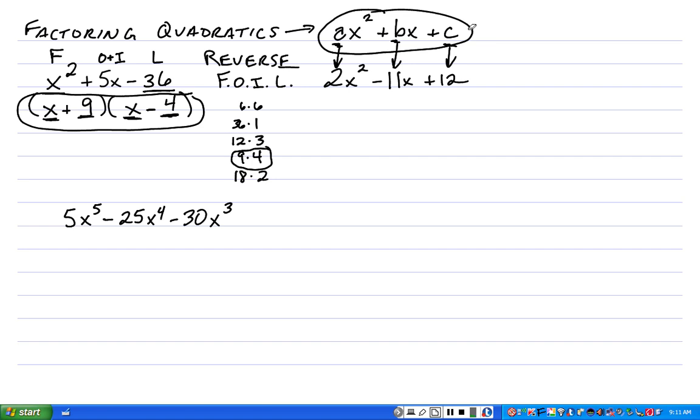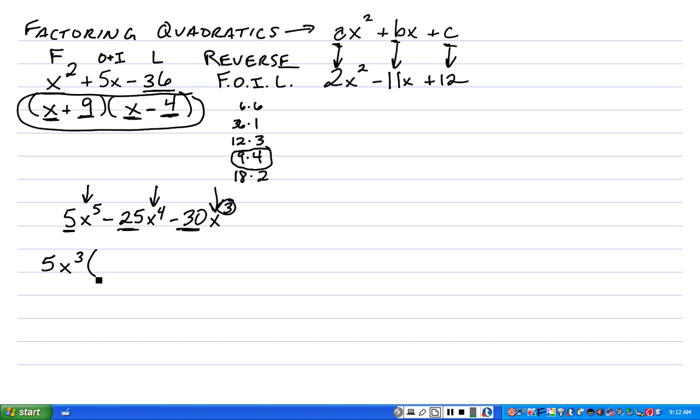Okay. But I realize that this trinomial can be factored by pulling out a GCF. If I notice my coefficients, 5, negative 25, negative 30, I can pull out a 5. Then if I look at my variables, I notice that x is present in each term. So I can pull an x out, and I pull out an x to whatever the lowest exponent is present for the x. So x to the 3rd being the lowest exponent.